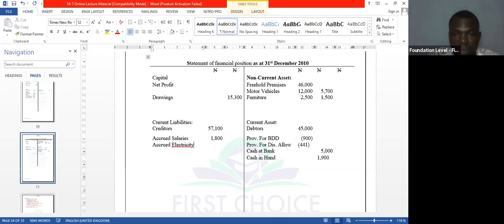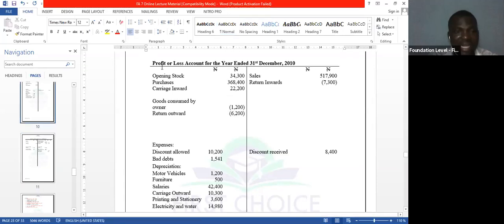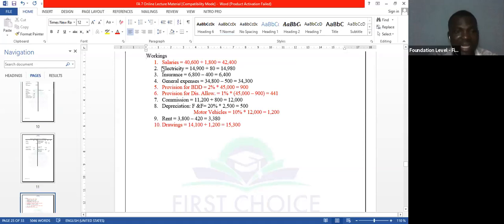The next one we have on the trial balance is insurance. Insurance is an expense. Do you have any additional information on insurance? So we come back here. The additional information means it's prepaid. We have paid for something, but we have not enjoyed it. So this 400 here is insurance prepaid, while 6,400 is the total amount that will be reflected in our profit or loss account.